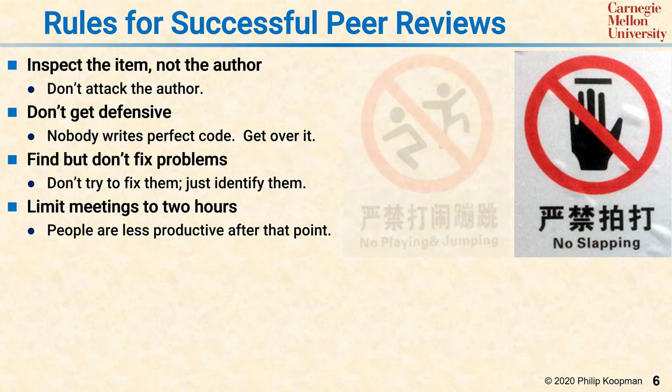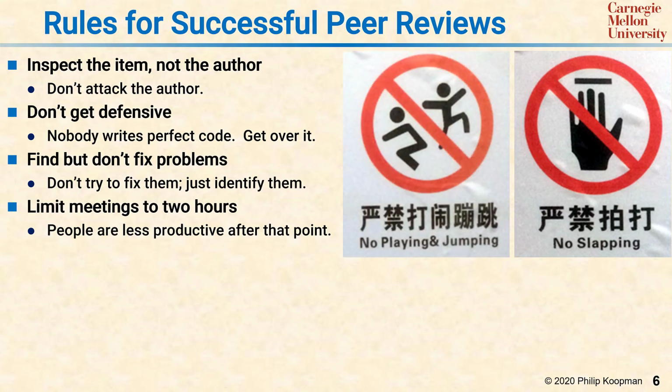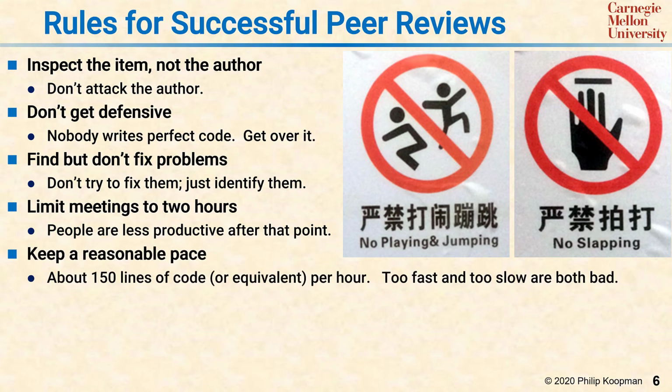Limit peer review sessions to between 1 and 2 hours in length. After 2 hours, people become less productive and review effectiveness drops off. It is also important to keep a reasonable pace during the review. A target of perhaps 150 lines of non-comment source code per hour is usually appropriate for embedded software.